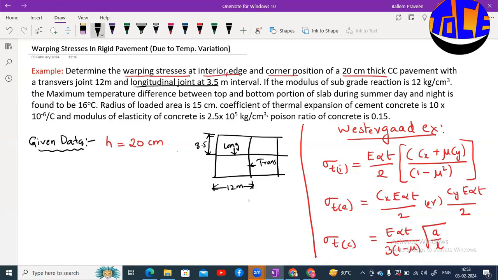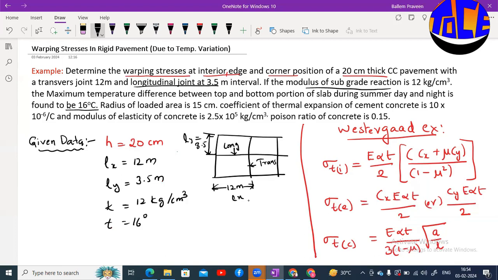Okay, so that means Lx is equal to 12 meters, Ly is equal to 3.5 meters. Okay, so this is Ly and this is Lx. He has given modulus of subgrade reaction as 12. We will represent it with K. K is equal to 12 kg per centimeter cube. And the maximum temperature difference at top and bottom portion of the slab during the summer day is found to be 16 degrees. So T is equal to 16 degrees Celsius.